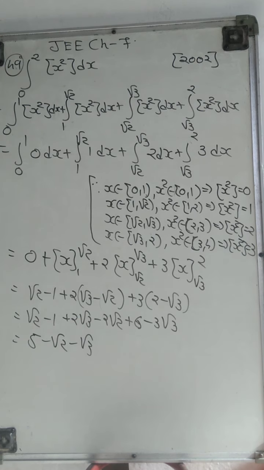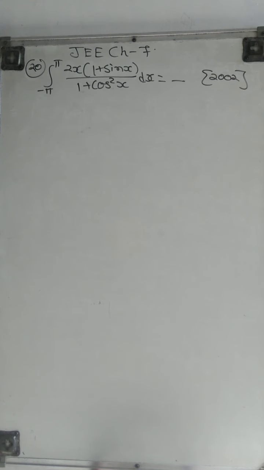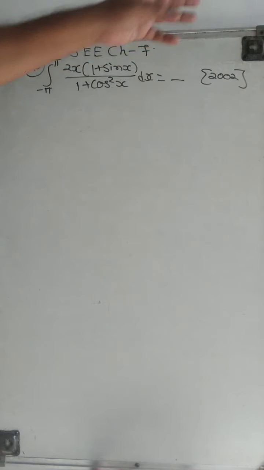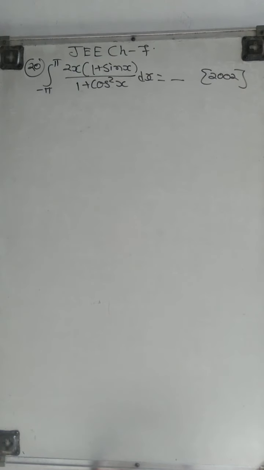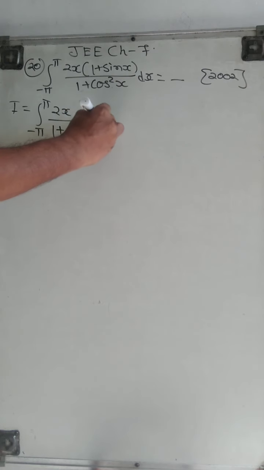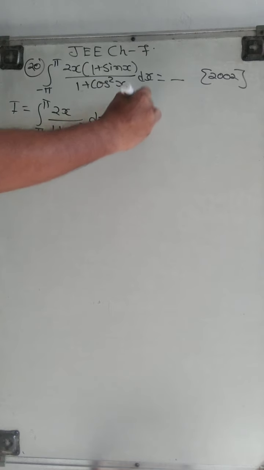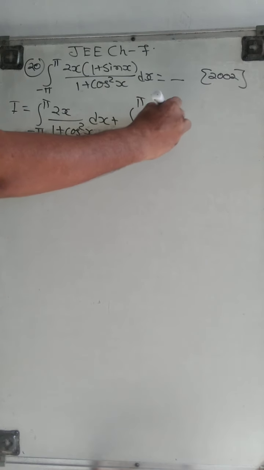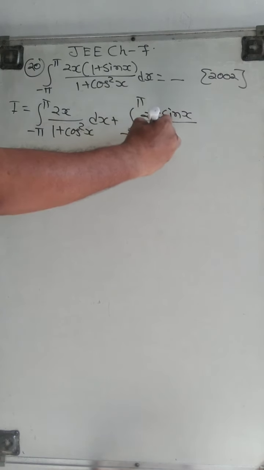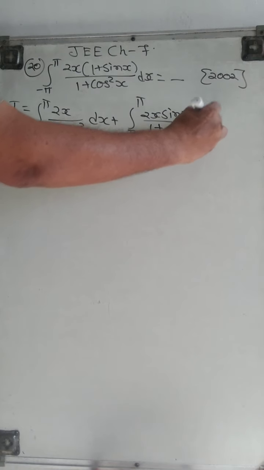Then we go for the next one. Okay, 20th sum. Integration from minus pi to pi of 2x (1 plus sin x) upon 1 plus cos square x dx equal to dash. This is also a 2002 JEE question. So here first we separate the limit: integration minus pi to pi 2x upon 1 plus cos square x dx, plus integration minus pi to pi 2x sin x upon 1 plus cos square x dx.